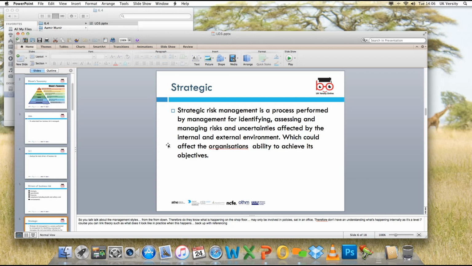Yep. Do you understand that one? So at level 7, you need to link theory into that. There are lots of management theories to back up exactly what you're saying, with references.